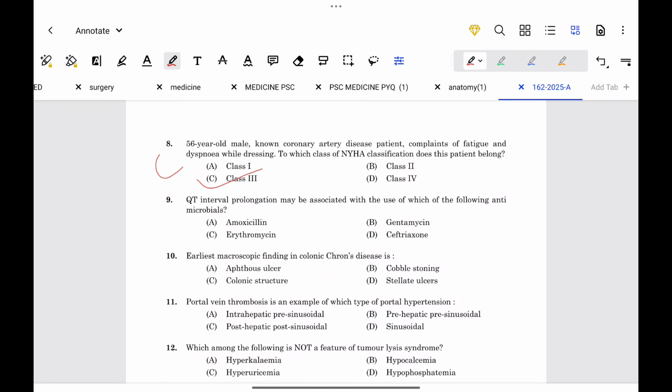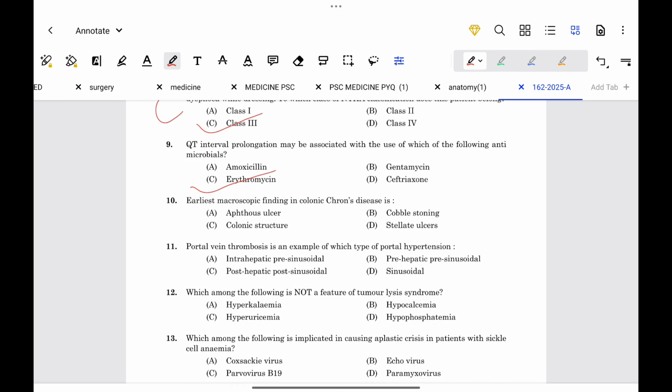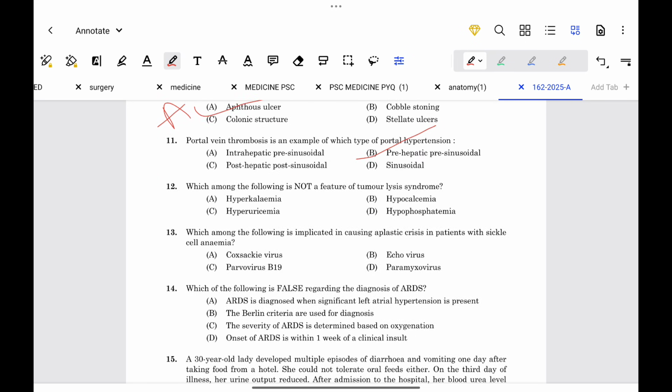Next, QT interval prolongation may be associated with the use of which of the following antimicrobials? It is macrolides, that is erythromycin. Earliest macroscopic finding in colonic Crohn's disease is aphthous ulcer. Portal vein thrombosis is an example of which type of portal hypertension? It is prehepatic, pre-sinusoidal.